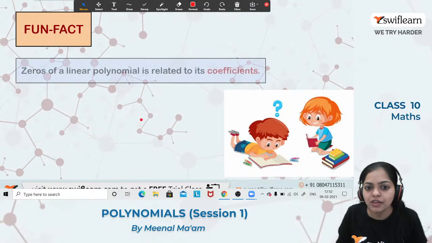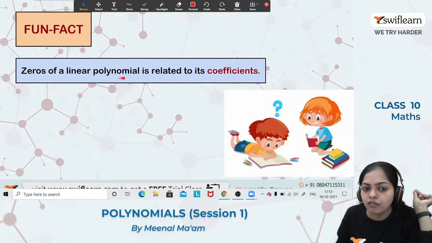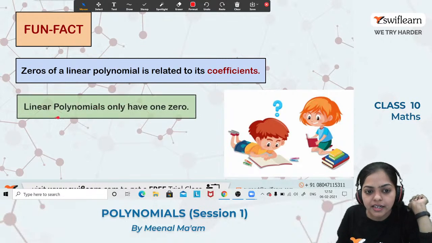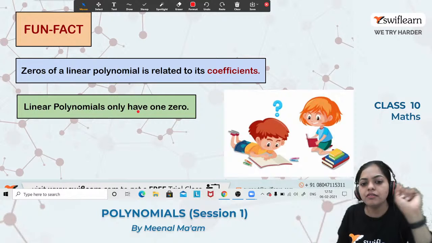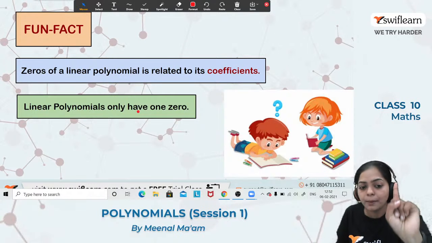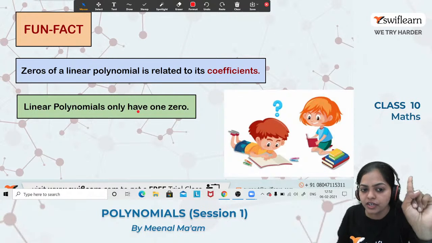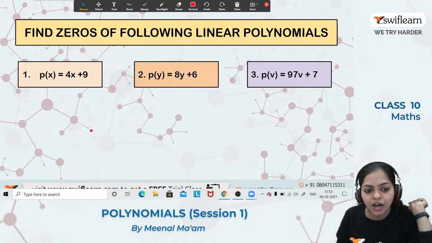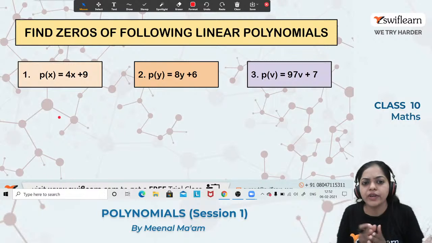So the fact that we gather is that the zero of a linear polynomial is related to its coefficients. And second, a linear polynomial only has one zero. Why? Because the degree here is 1, so it consists of only one zero. Alright, let's have a look at some questions.